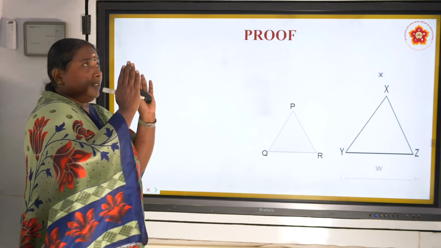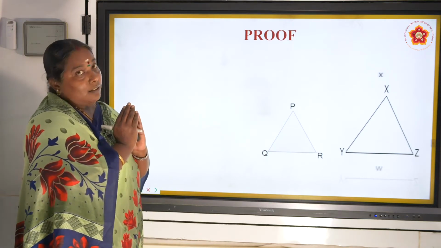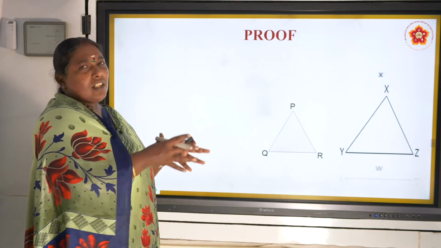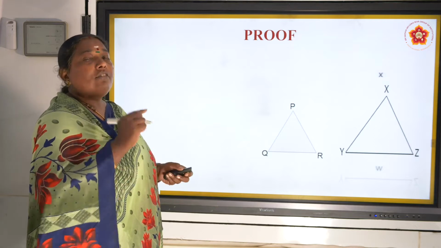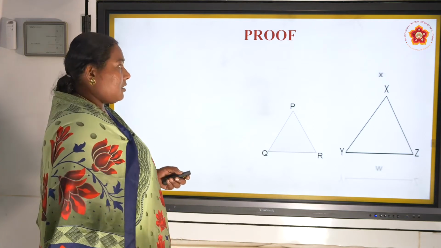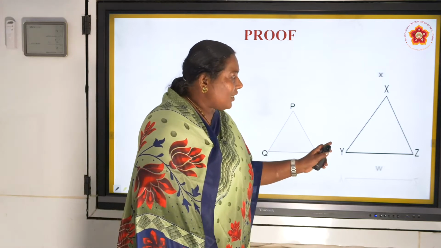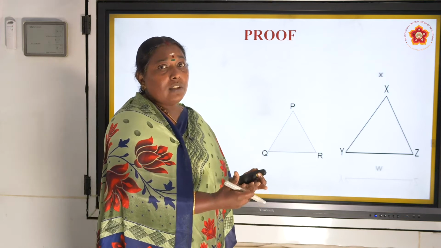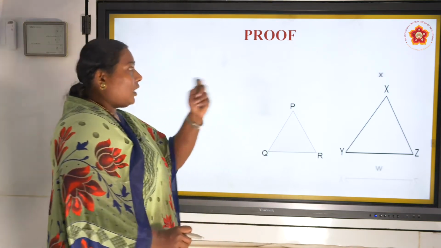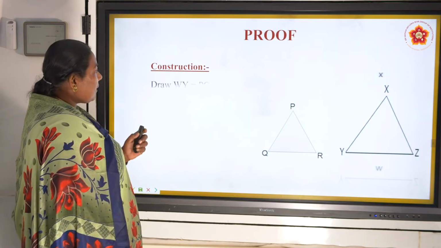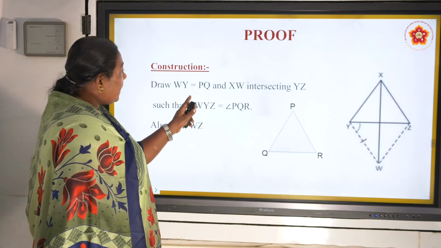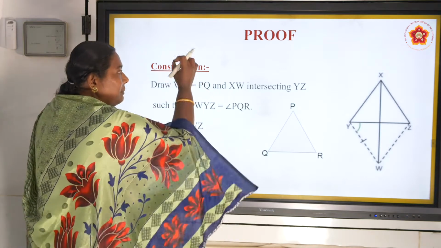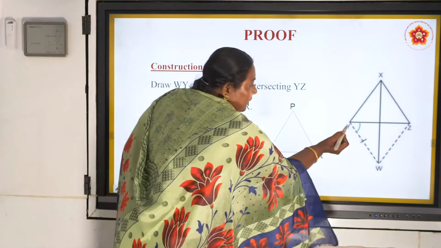So we have two triangles given, right? Nothing more than that. So we need some alteration in that. What are we going to do? We are going to make some constructions. With this triangle XYZ, I may not be able to reach my destination. So I'm going to make a little alteration: WY is equal to PQ. I'm going to bring one WY, that means a line from Y.